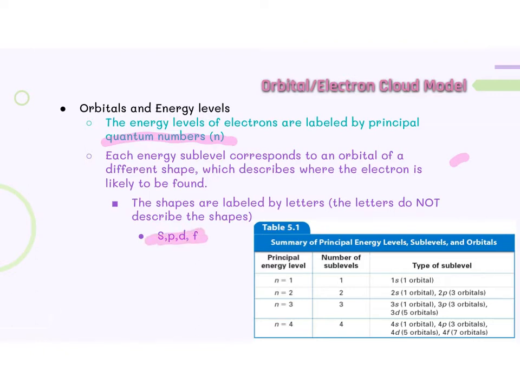The letters don't describe the shape. So what that means is that just because it's in an S orbital doesn't mean the orbital looks like an S, or an F orbital doesn't look like an F. The orbitals have a specific shape that we will go over in the next couple of slides.